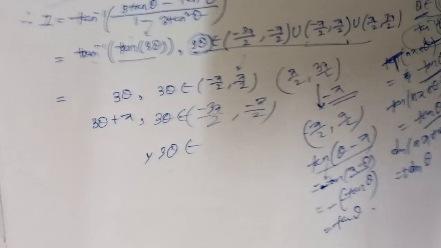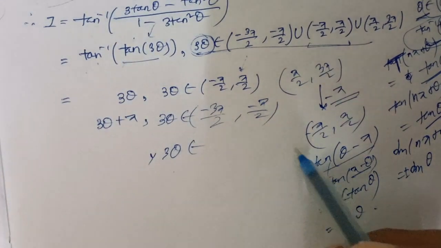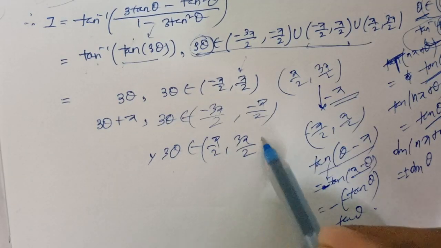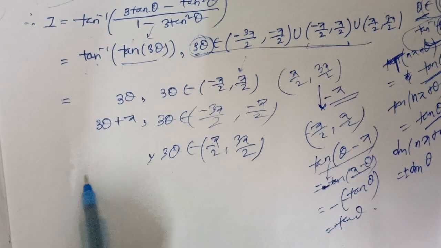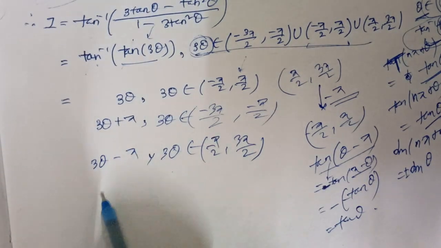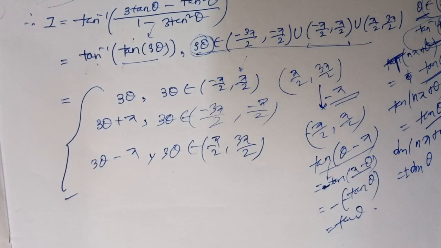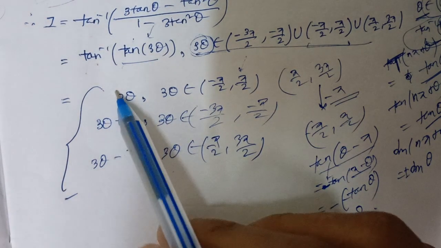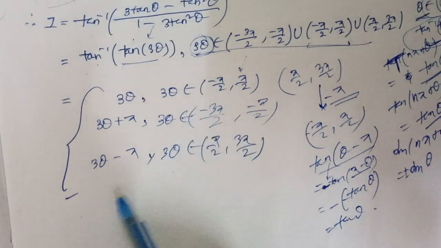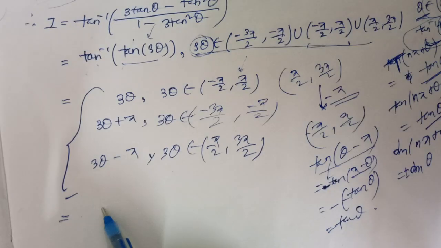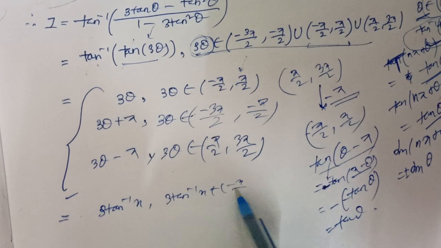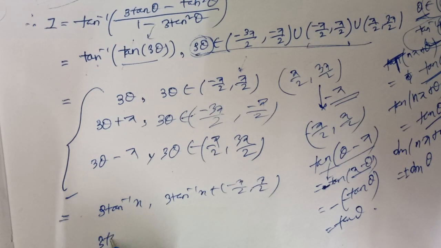Therefore, in this interval of pi by 2 to 3 pi by 2, we can open this with the 3 theta minus pi thing, and this is the entire branch. This is the entirety, okay? 3 branches are there. It's a piecewise function. Now obviously we have to go back to the x world, so let's do that. 3 tan inverse x belongs to minus pi by 2 to pi by 2.